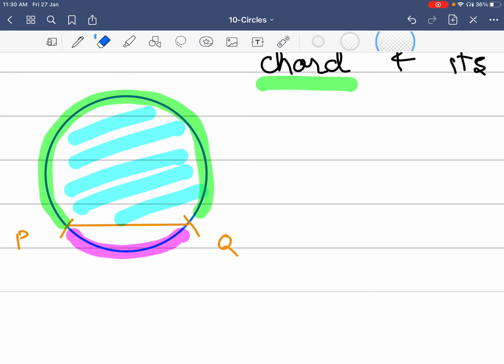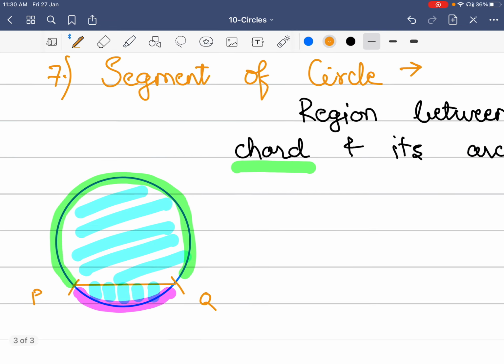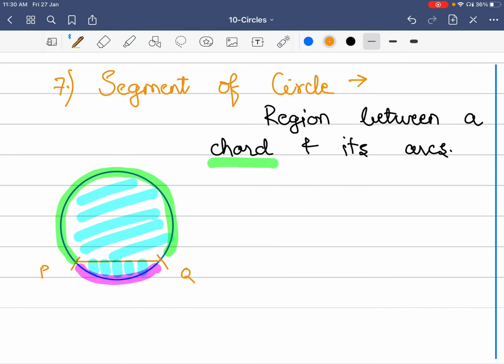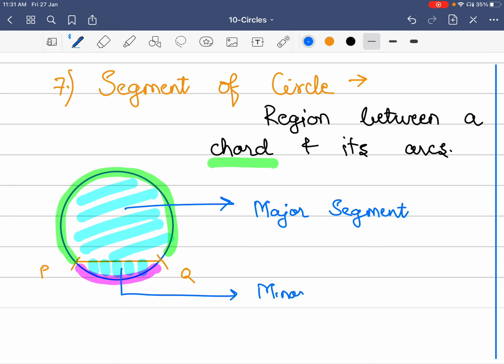This is the first segment of a circle, and the second one is this. This is the second segment of a circle. So this part is called a major segment. Why is it called major segment? Because it is between that major arc. And this part is called a minor segment.